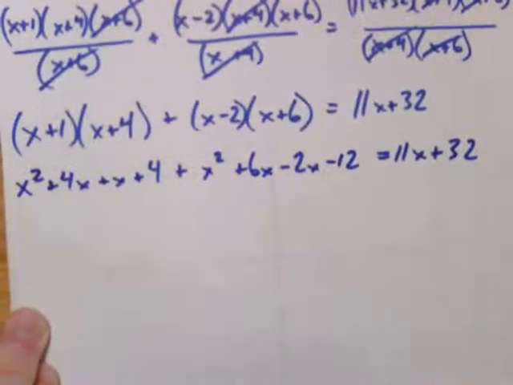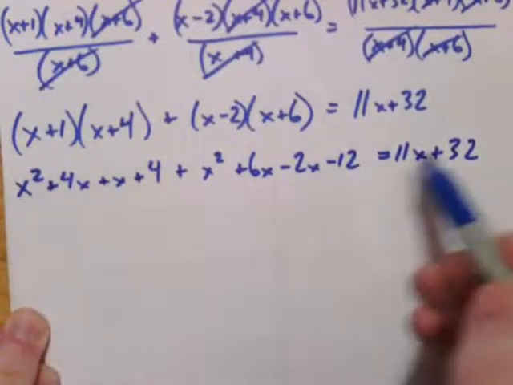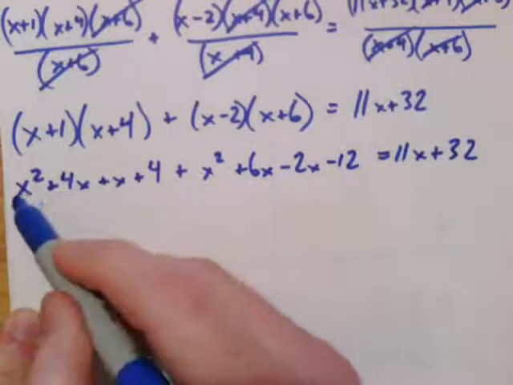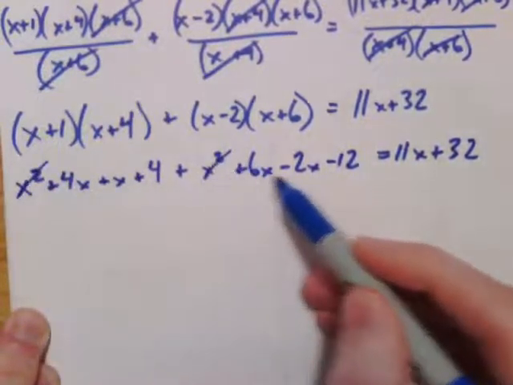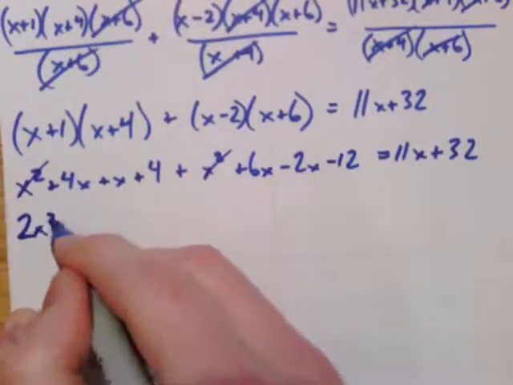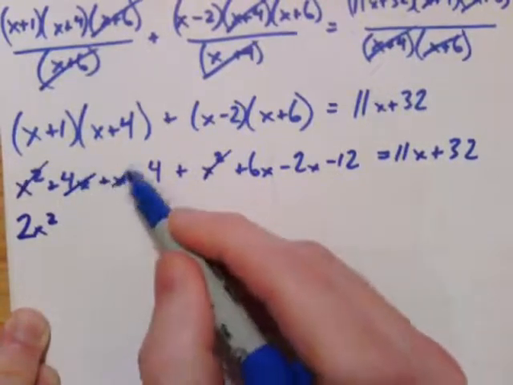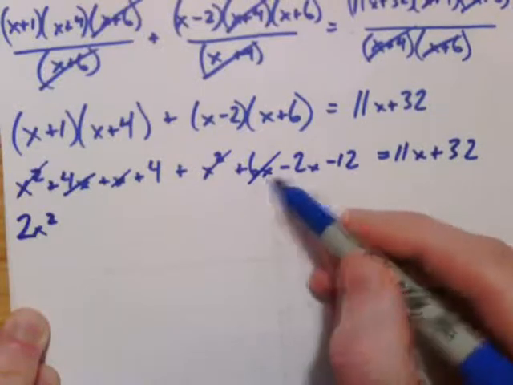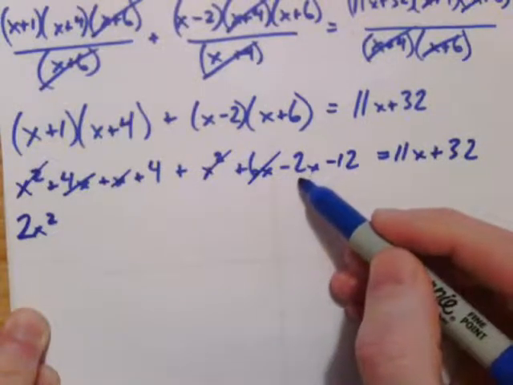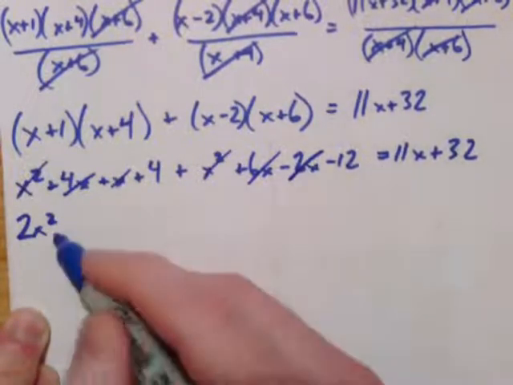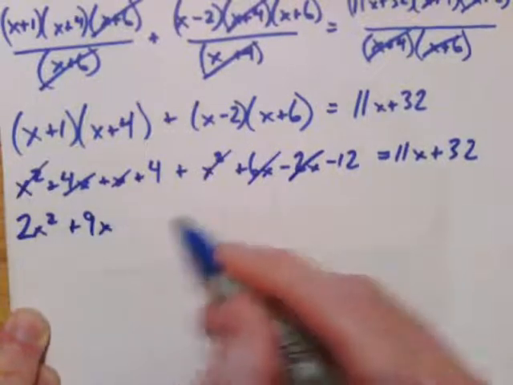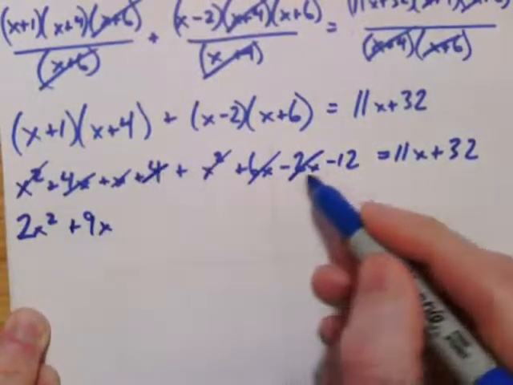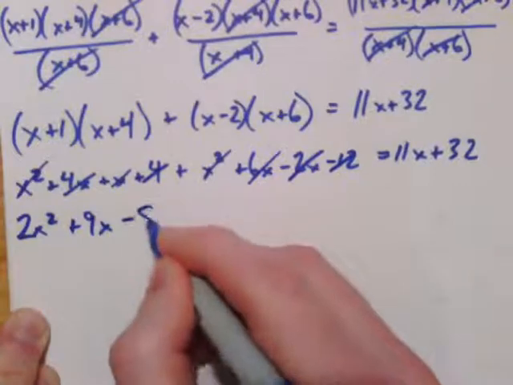Now we've got to combine like terms. Be careful when it's a big mess like this. You can also bring this over at some point. So x squared and x squared, that's 2x squared. And we have 4x and x, that's 5x. 5x and 6x is 11x. 11 minus 2 is 9x. And then 4 and negative 12 is negative 8.